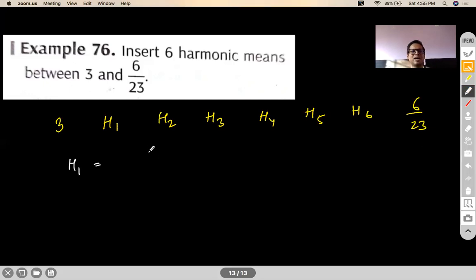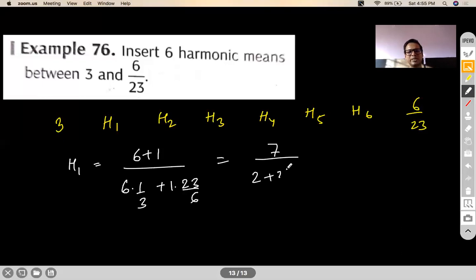So just find H1. As per the formula, H1 is the total number of means plus 1 divided by n times 1 by a. So 6 into 1 by a plus 1 into 23 by 6. This gives you 7 by 2 plus 23 by 6. That is nothing but 6 into 7 by 35, which is 6 by 5.